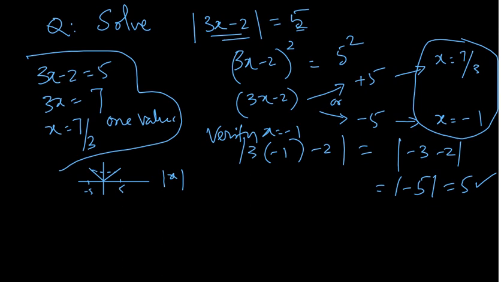Now I'll give you a question, you can try it. Try solving it. Question: mod of minus 7x plus 2, plus 3 equal to 7. Solve for x.